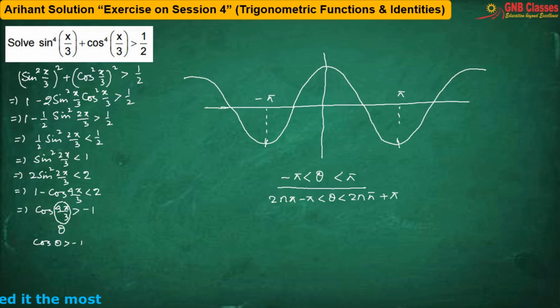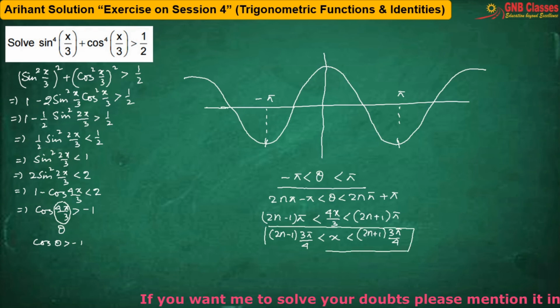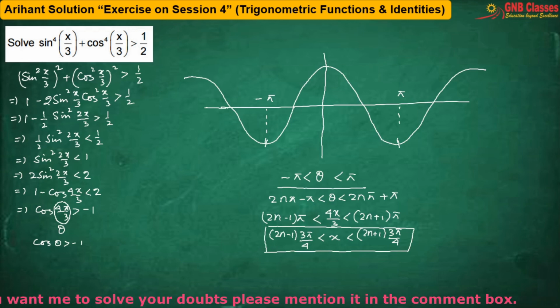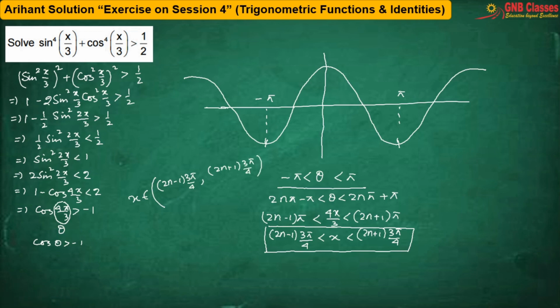Theta is nothing but 4x by 3. So we will write, therefore x will be, is it clear? Therefore our general solution set for x is... Is it clear to all of you? Okay, let us move to the next problem.